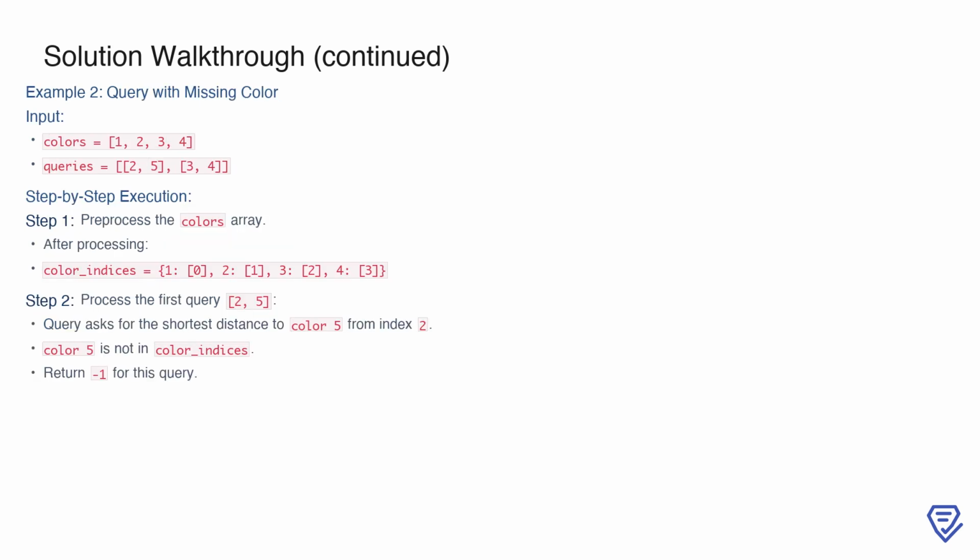In the next example, we consider a scenario where a queried color is missing from the colors array. For the input colors equals [1, 2, 3, 4], and queries equals [[2, 5], [3, 4]], our first step is to pre-process the colors array. By grouping the indices of each color, we get color_indices equals {1: [0], 2: [1], 3: [2], 4: [3]}. The first query, [2, 5], asks for the shortest distance to color 5 from index 2. However, color 5 is not present in our color_indices dictionary. Since the color doesn't exist, the answer for this query is -1, indicating that no valid distance can be calculated.